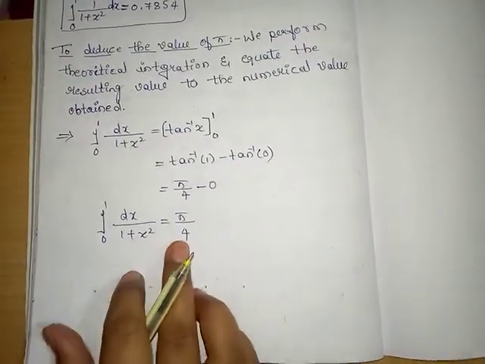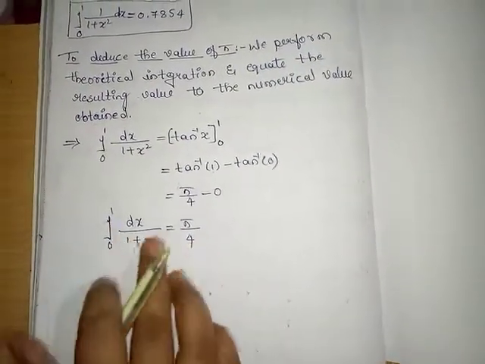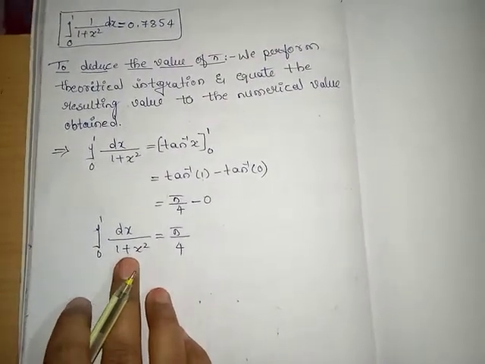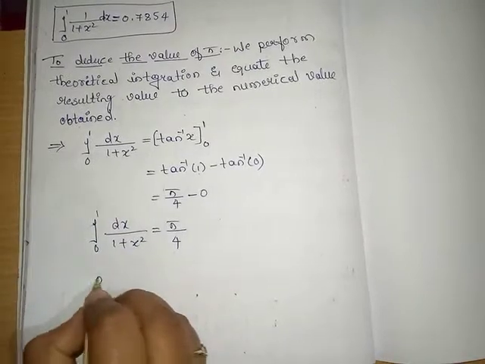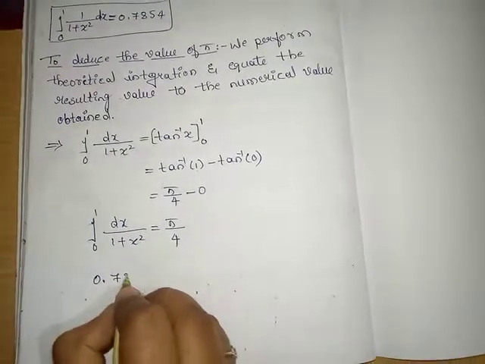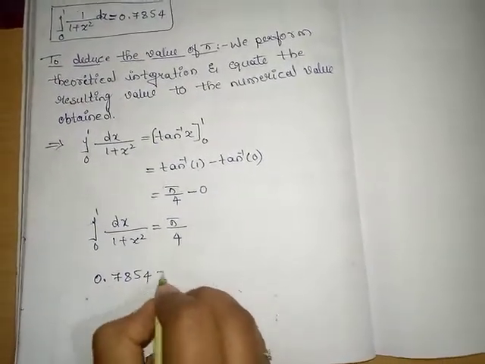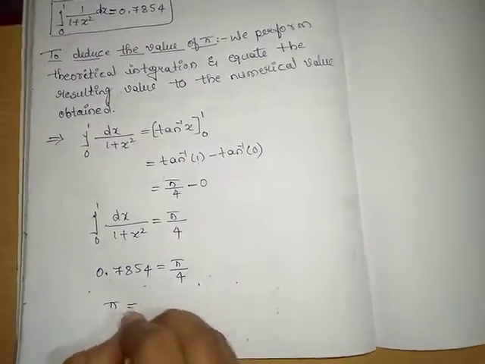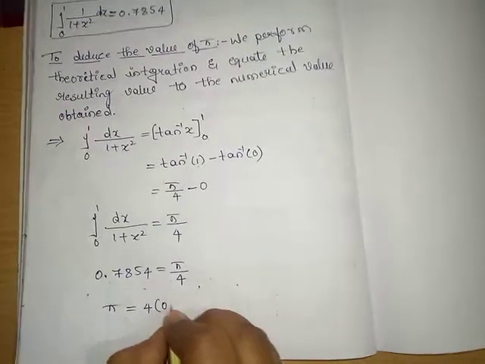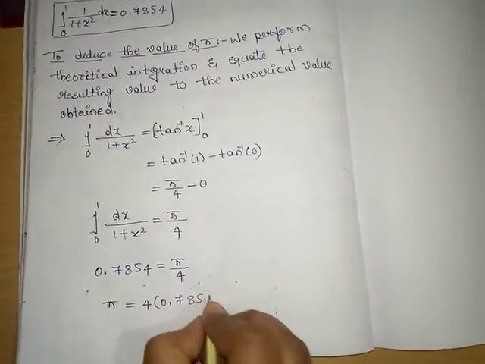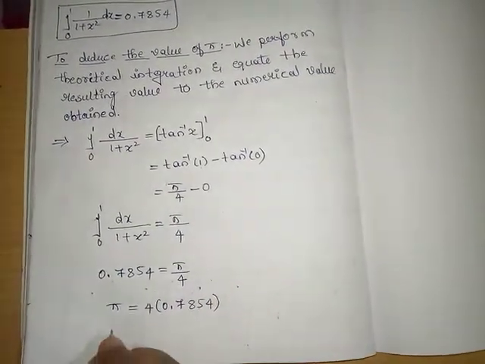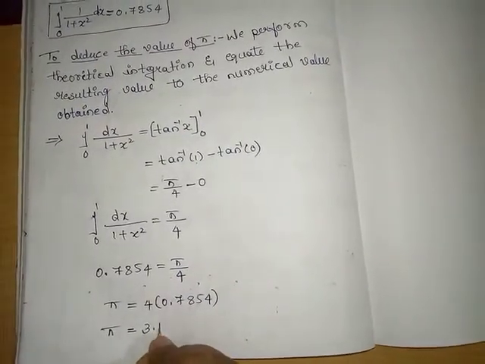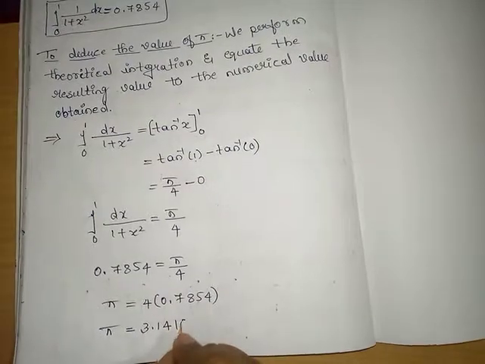Now we have to equate this resulting value to the numerical value. We get this integral value: 0.7854 is equal to pi by 4. Then pi is equal to 4 into 0.7854. Calculate this. You will get pi is equal to 3.1416.